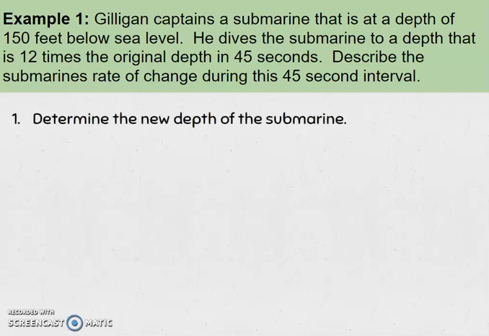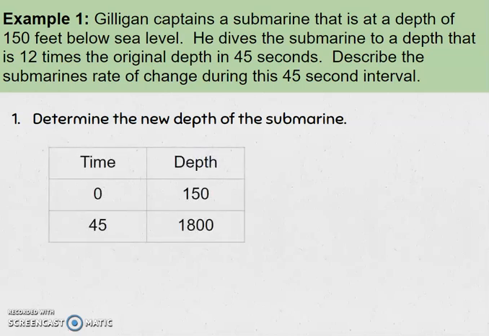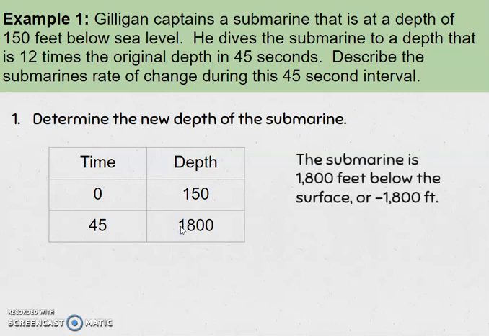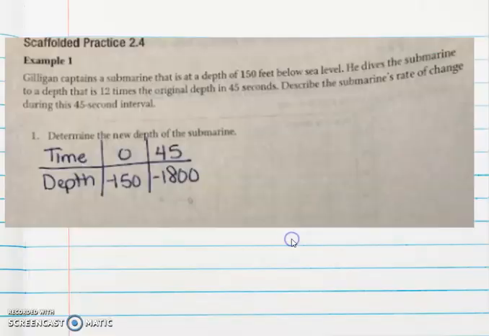The first part of the question asks about determining the new depth of the submarine. When we look at the information we are given, we know that the submarine is starting at a depth of 150. So that means it's actually negative 150 feet below sea level. And at 45 seconds, it's negative 1,800 feet below sea level. So for the first question, the new depth of the submarine is negative 1,800 feet.